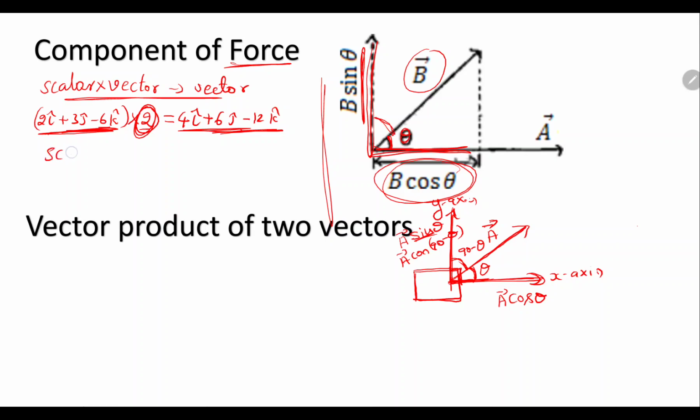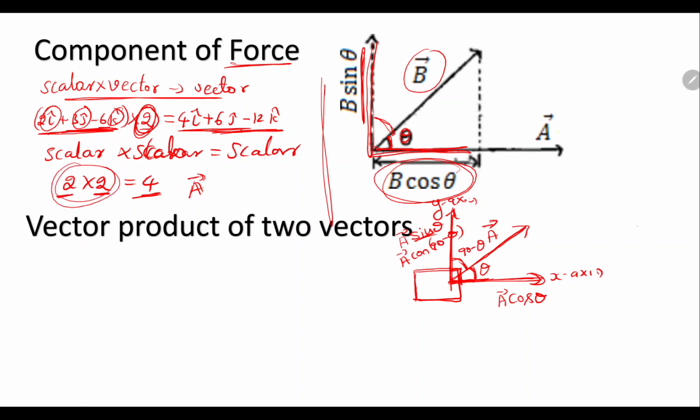Meanwhile, if you multiply a scalar with a scalar, you will get a scalar as the product. For example, 2 into 2 is equal to 4. A vector is represented by unit vectors or, in general, by using the arrow marks. Here there is no arrow mark, there is no vector at all, it is just the value. So multiply that, you will get the scalar again, or the magnitude.